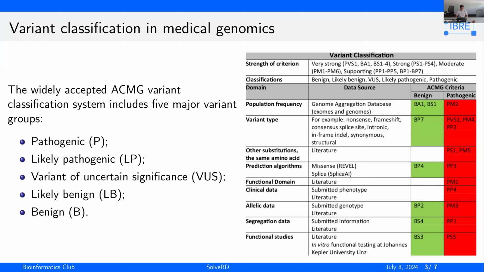And as I mentioned, there is one PVS1 criterion, and there's a bunch of other criteria which are strong, and other criteria which are moderate, and then supporting criteria which are even less valuable. And again, there has been a lot of work done with regard to the PVS1 criterion and how to apply it to variants with different locations and in different genes. And this is not the only criterion which has been amended in this way. I think there are working groups which try to provide extended guidelines for various criteria.